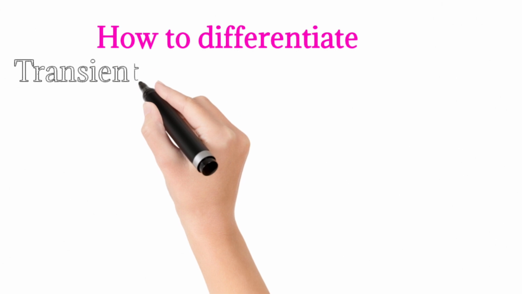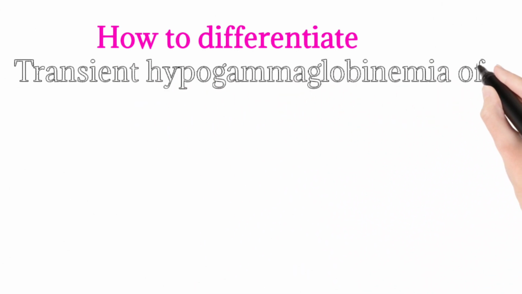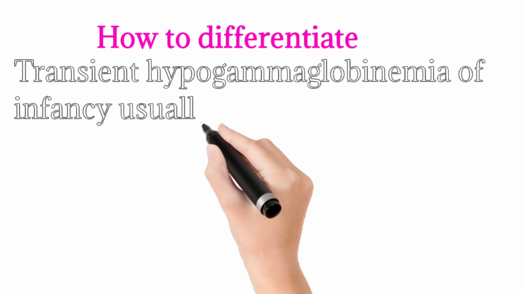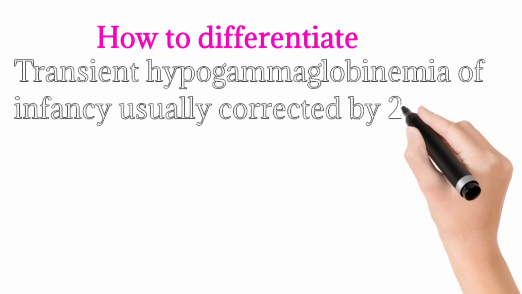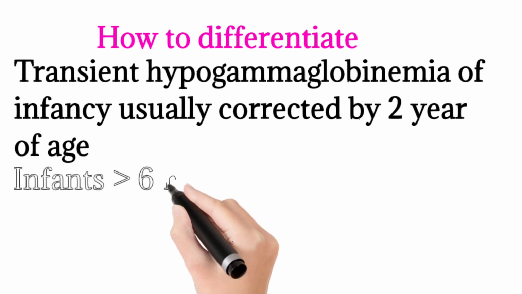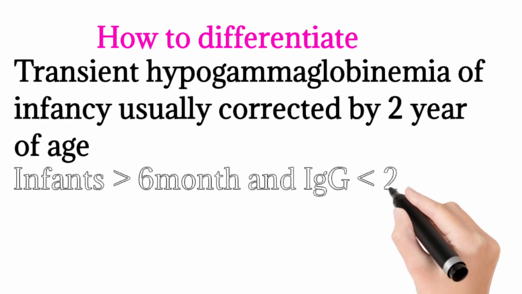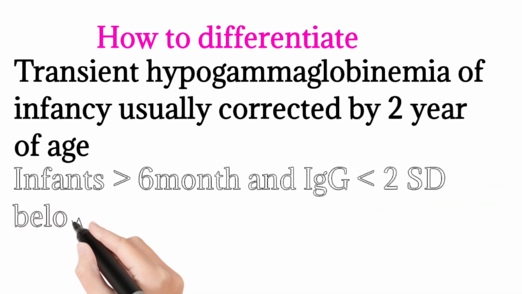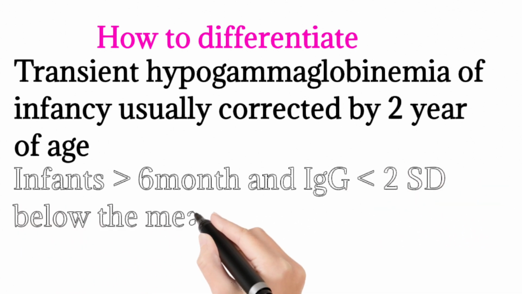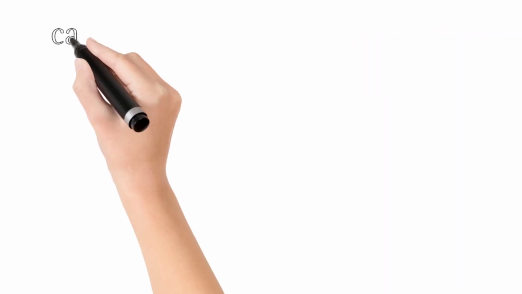Now, how can we differentiate between these two conditions? Transient hypogammaglobulinemia of infancy usually gets corrected by 2 years of age. The infant should be more than 6 months of age, and the immunoglobulin IgG level less than 2 standard deviations below the mean for age.